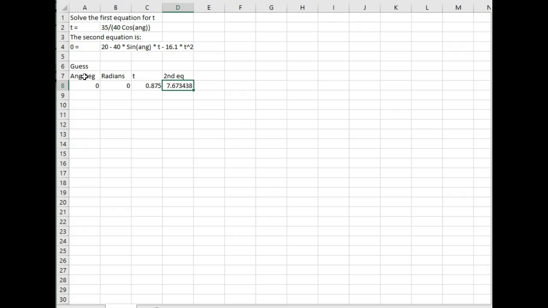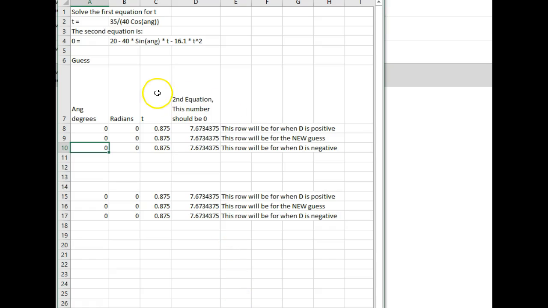Now, if this number was 0, I'd have the correct answer. So now that you have this thing programmed, all you have to do is change this angle, and you're looking for the angle that makes the second equation equal to 0. Okay, now I'm going to pause and show you another simplification. This is the spreadsheet that is posted for you to download. Essentially all I've done is take this row that I showed you how to create and copy it 2 more times. The top row is going to be storing, because I have a terrible memory, guesses that give you a second equation that's positive.